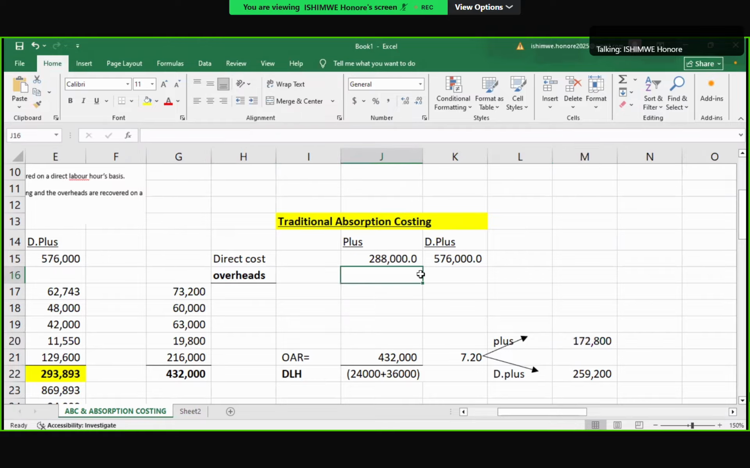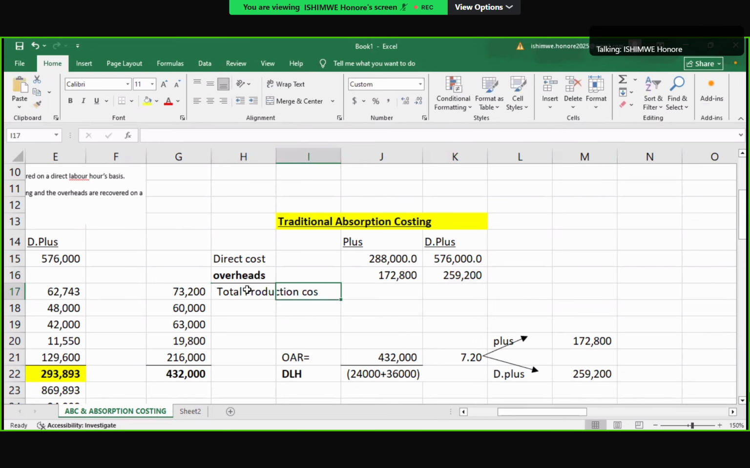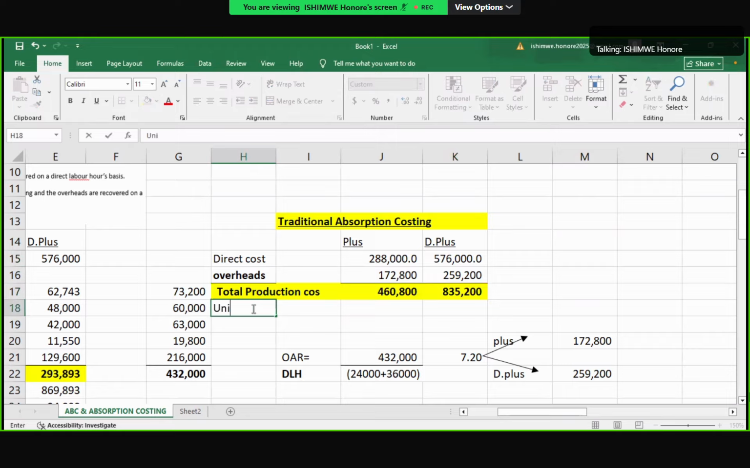So my overhead is now this, and here, this is my overhead. If you add it, it still comes to 432,000. So total production cost will be equal to the summation of these two. This is my total production cost. Now the units produced, you remember the units produced? It is 224,000.